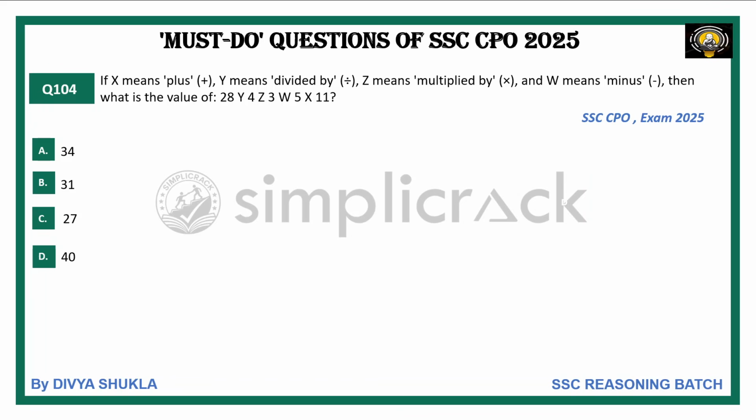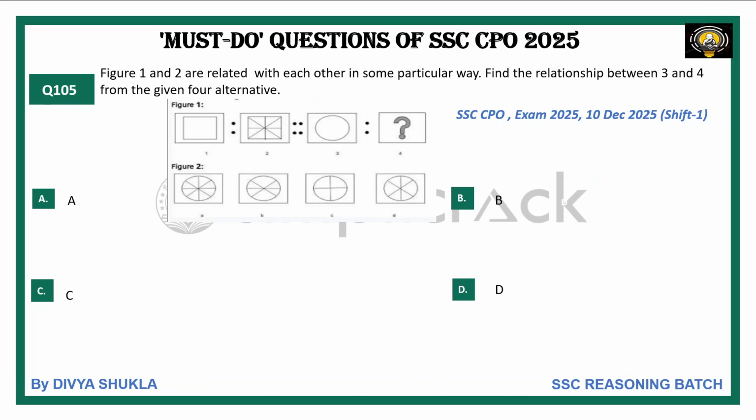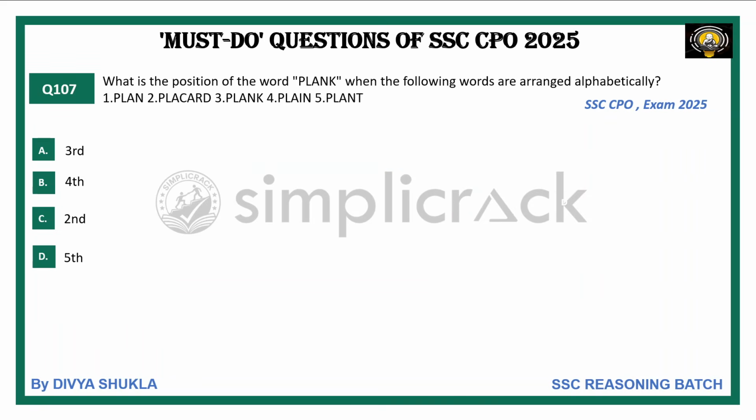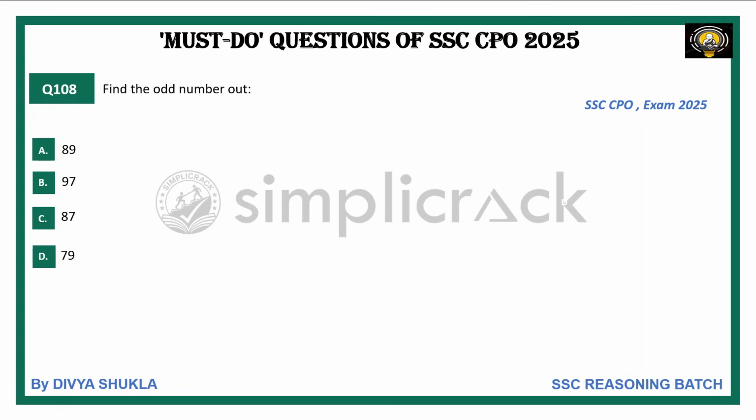So this is question number 104. You can just pause it. I'm just quickly moving through the questions one by one. Just pause these and solve these questions once on your own. This is question number 105. This is a question of figure analogy. Question number 106, another paper folding question for you guys. Question number 107, this is again a question of alphabetical arrangement. 108 is a question of odd one out.